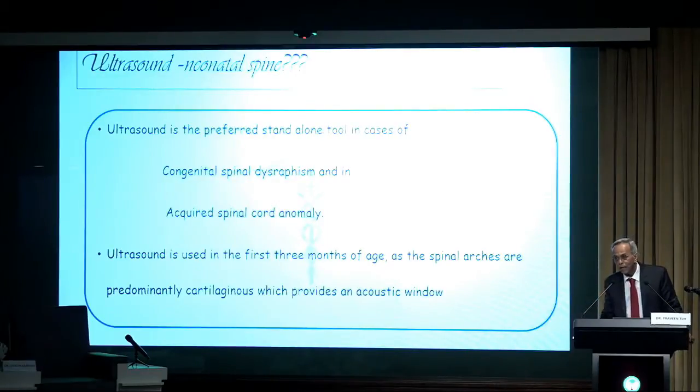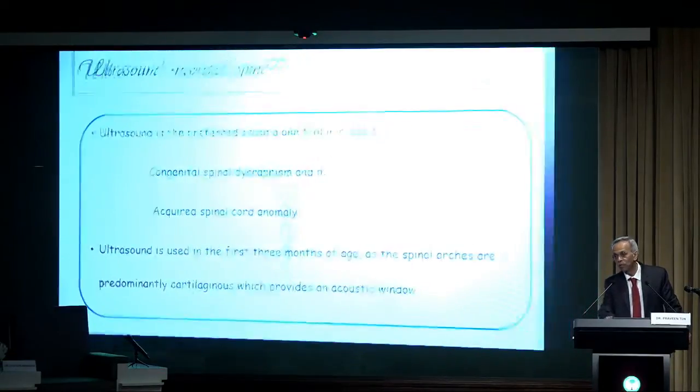The reason is that this is the time when the paired posterior arches, that is the spinal arches, are not ossified. At the same time, they are predominantly cartilaginous. As being cartilaginous, it allows the ultrasound to pass through, so it acts as an acoustic window. So that is the reason why we start using ultrasound in evaluating these lesions, particularly in the first 3 months period.